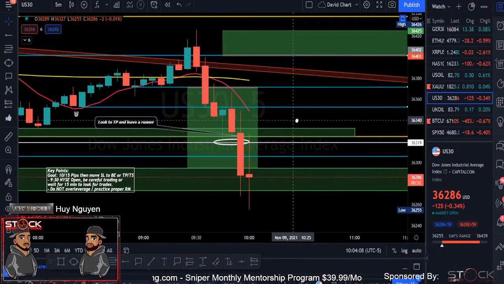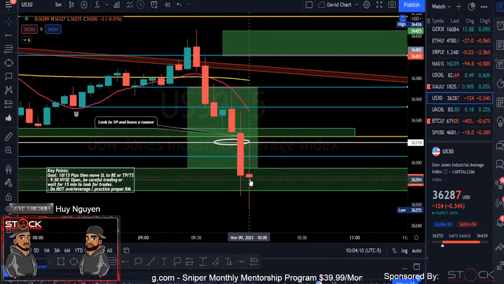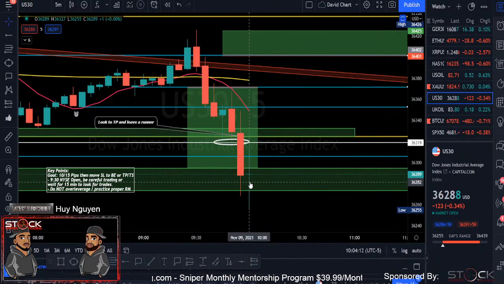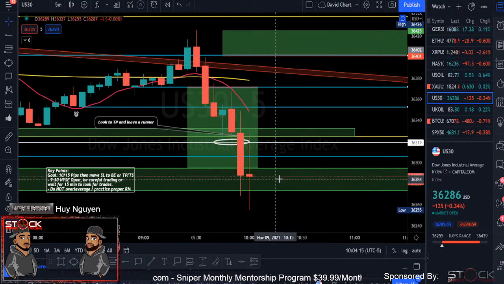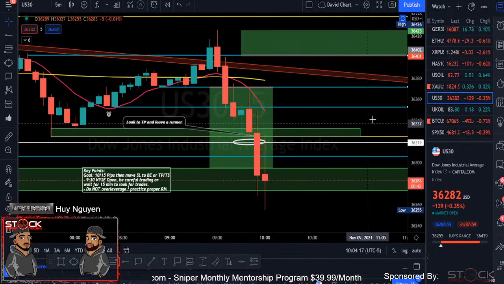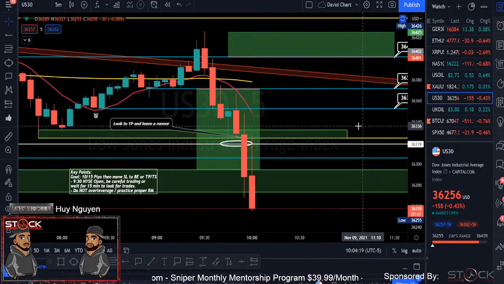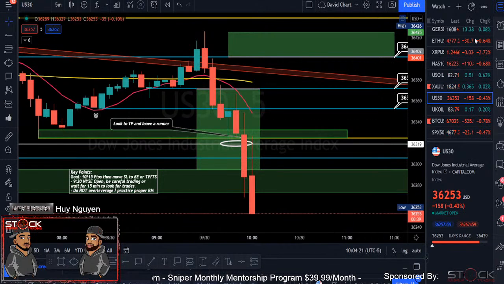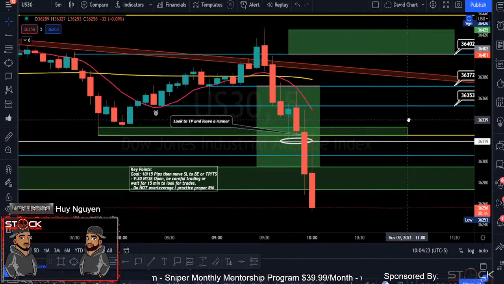Okay, so you can see clear as day US 30 is hovering around in some indecision area right now before making its next move. There's about 45 seconds left. This will be the 10:05 candle here. Okay, so oh my goodness, look at this, guys. This is gone.